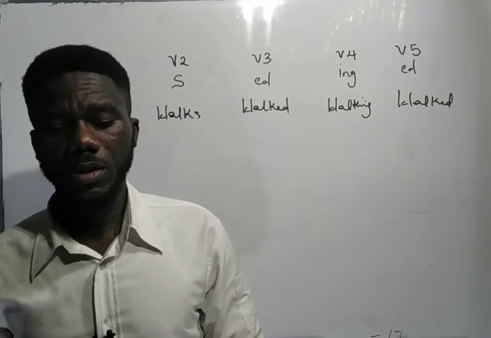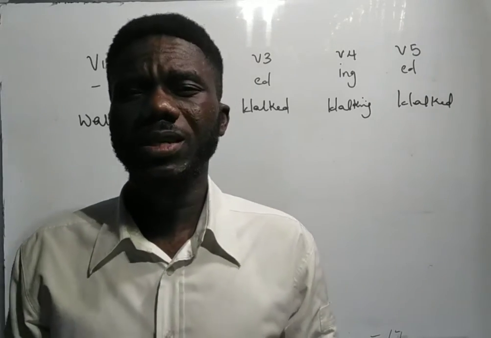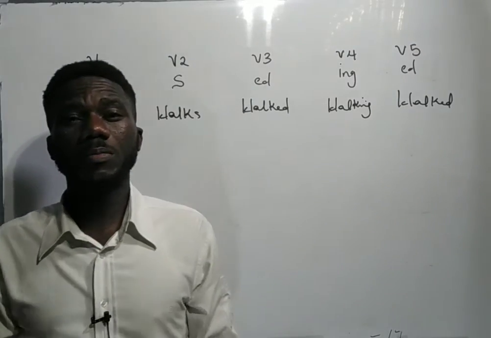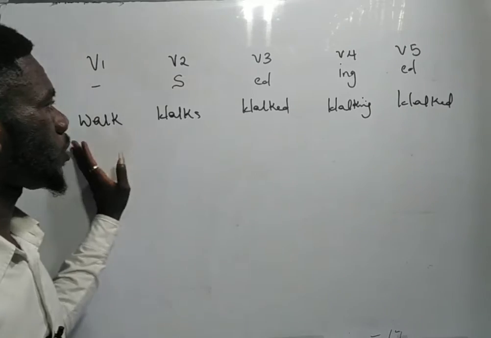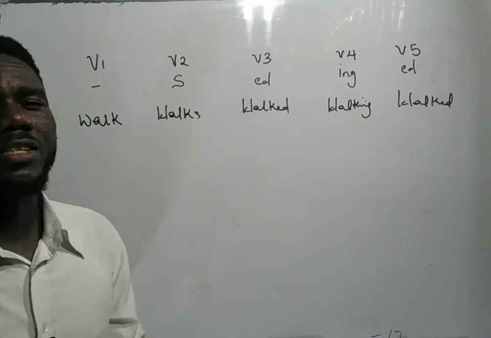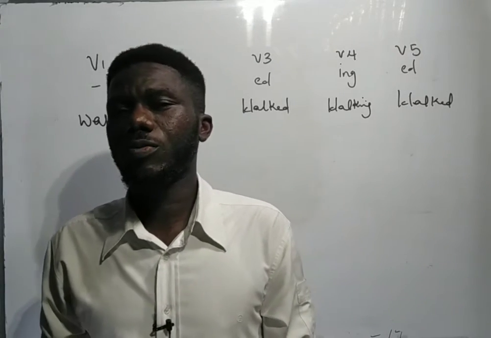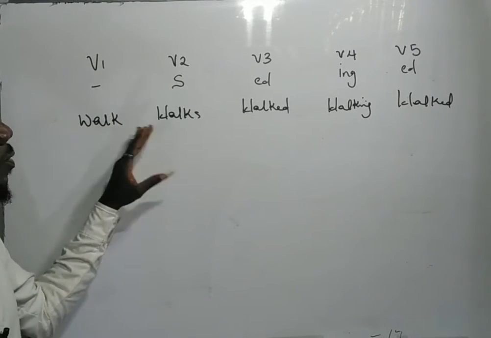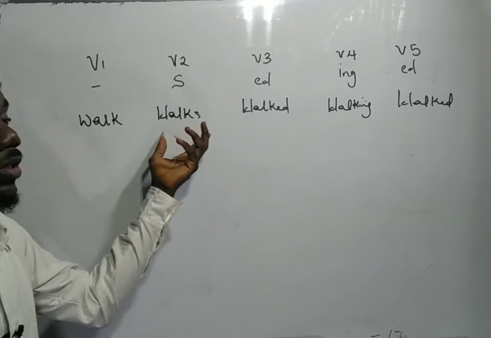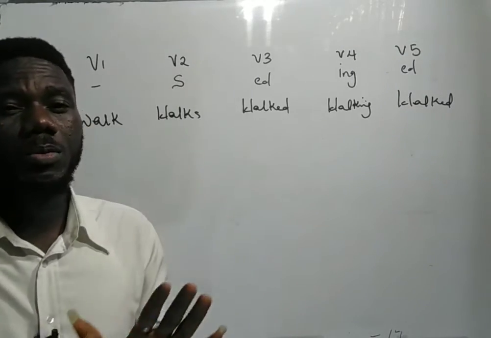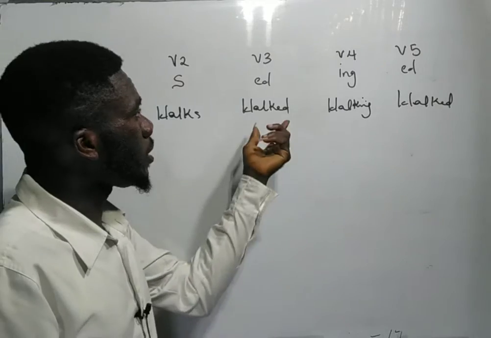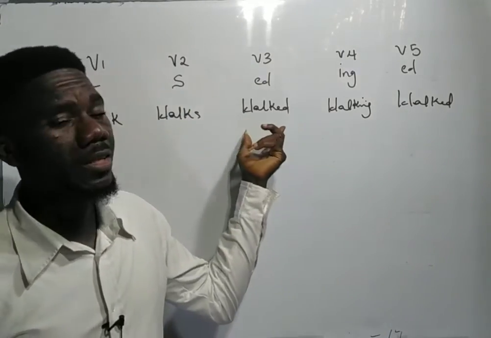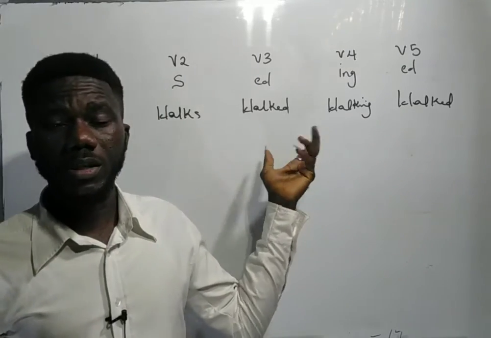Now, let me tell you something. Somebody might tell you that this is like a rule that should guide the way a verb appears. The first two that you have here are in the simple present tense form. This one is plural, this one is singular, but both of them are in the simple present tense form. Now, this one is in the simple past tense form of it. When it comes here, it takes ed. That is the simple past tense form of it.